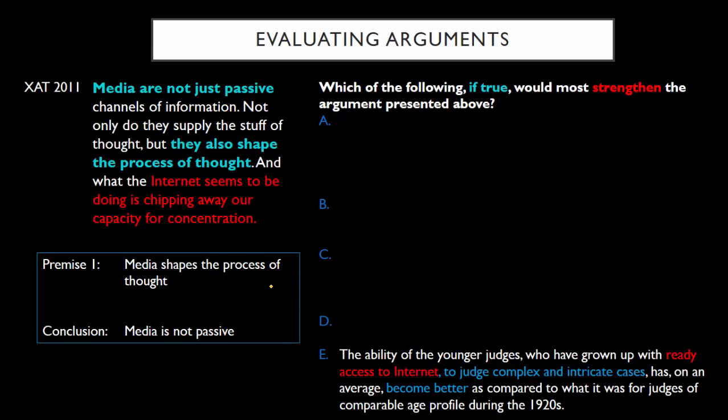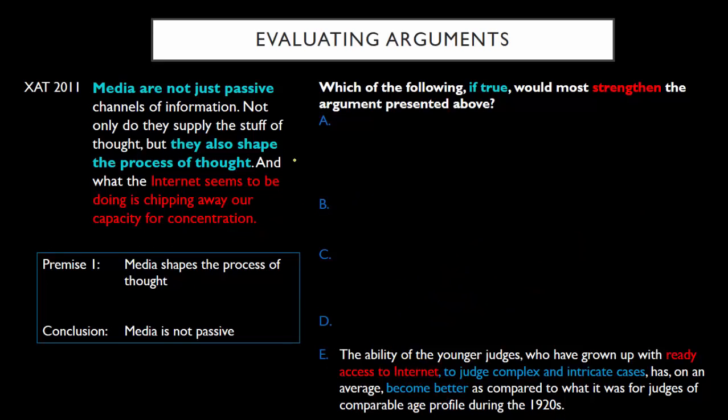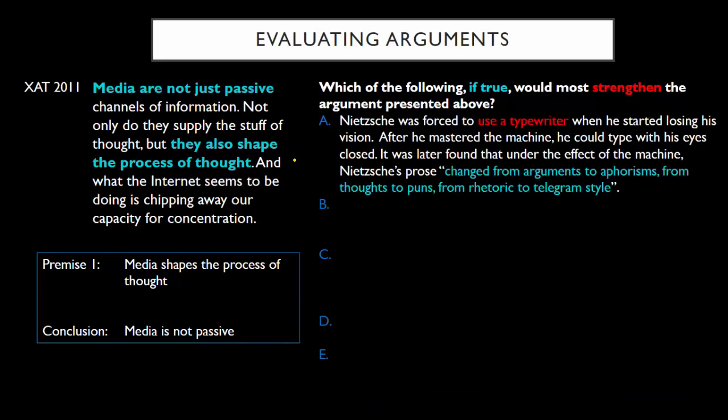Let's go to E. The ability of the younger judges who have grown up with ready access to the internet to judge complex, intricate cases has on average become better as compared to judges in the early days. So the internet helped them. So that kind of attacks what is given here, that the internet seems to be chipping away our capacity for concentration. Even E is rejected, which means when we have eliminated the impossible, whatever remains, however improbable, is the truth. So said Sherlock Holmes. We can come back and say, therefore, answer A is correct.